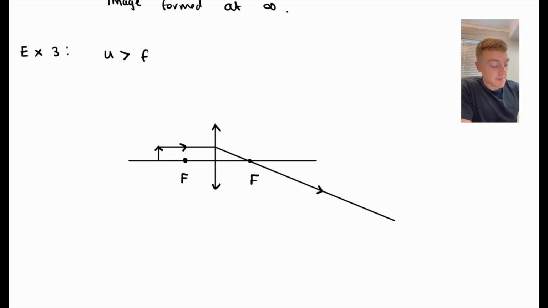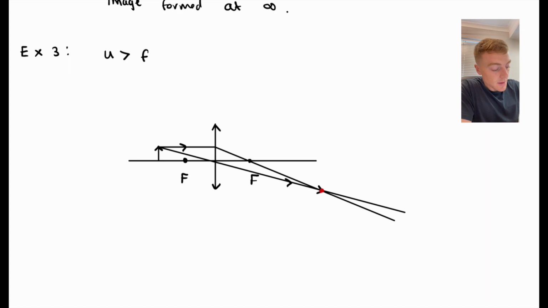We get a second ray that goes through the center of the lens, completely unrefracted. Okay, and this time we can see that the rays do actually meet. So this is going to form the tip of our arrowhead.